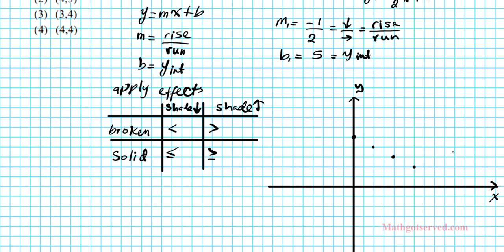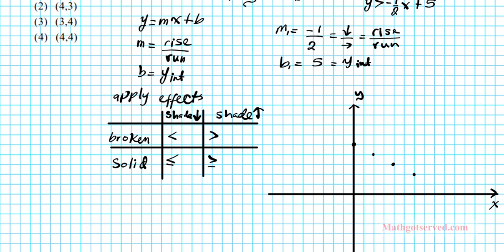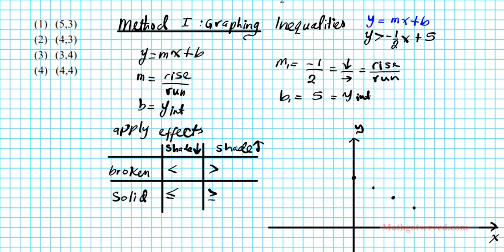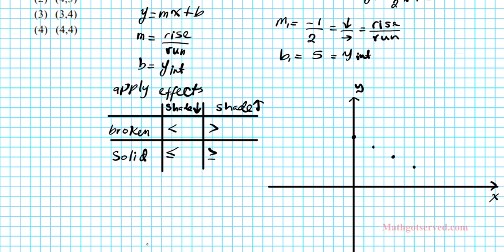Now, let's not be in haste to graph the line. We need to take a look at the inequality. Since it's greater than, that means it's going to be broken, and we're going to shade upwards. Okay, so let's keep that in mind. Broken and shade upwards. So we're going to draw a dotted line or broken line through these points. And I do not shade until I'm done graphing all the lines, and then I can just shade my solution region. Okay, so there goes the line.